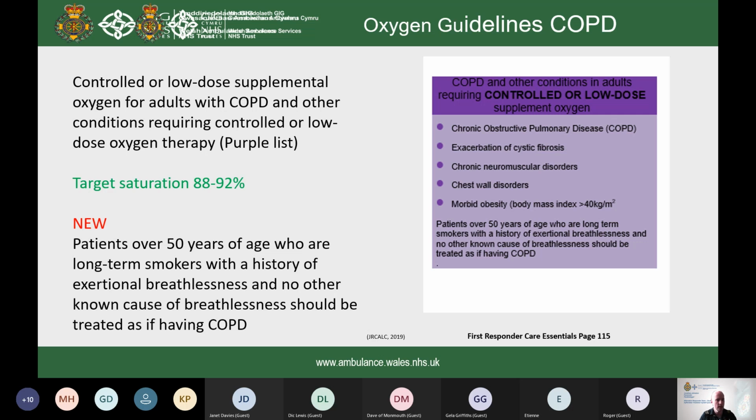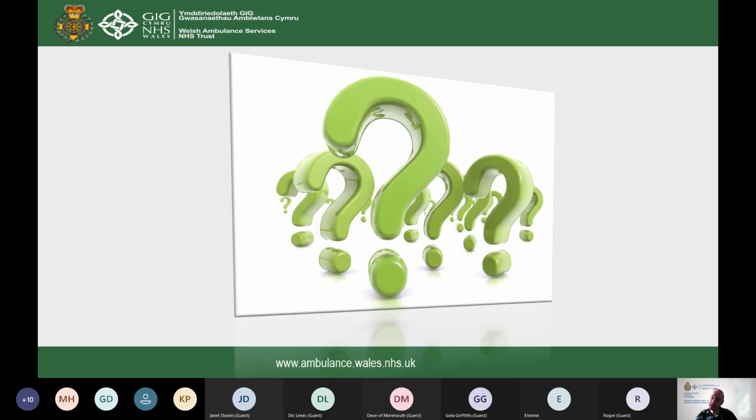So that's the key for COPD patients. Don't give them too much oxygen. Give them too much, we're going to reduce their stimulant to breathe. Cool. So that's COPD. Everyone happy?